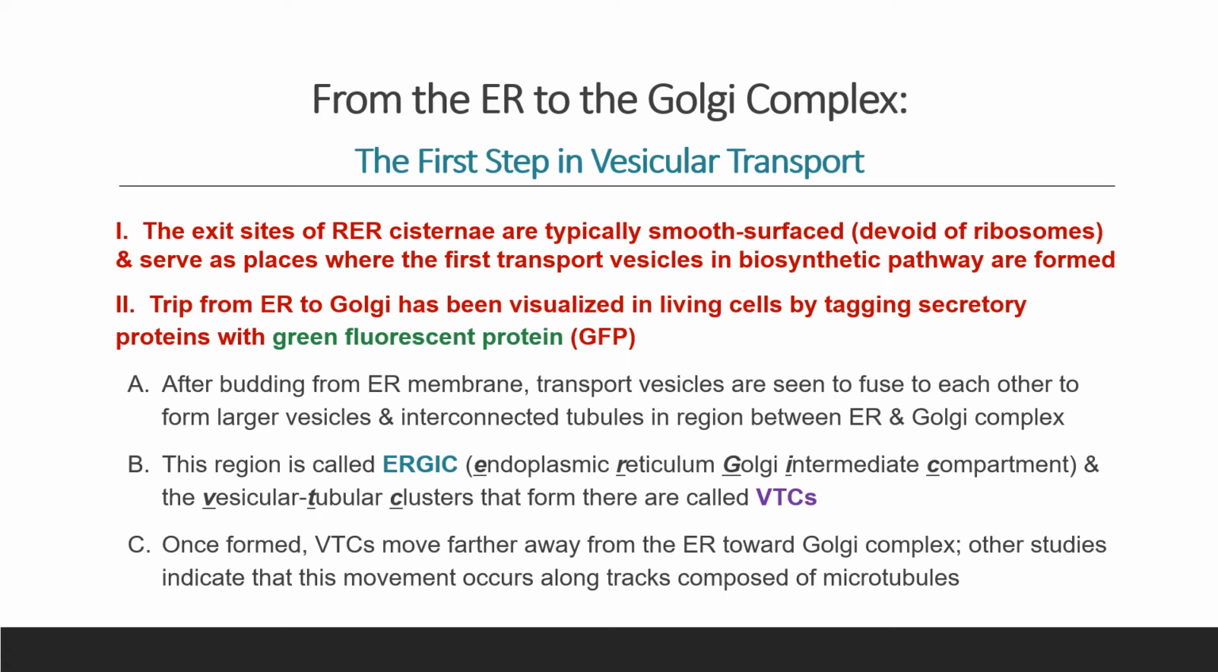Okay? So after budding from the ER membrane, transport vesicles are seen to fuse to each other to form larger vesicles and interconnected tubules in a region between the ER and the Golgi complex. This region is called the ERGIC, or the endoplasmic reticulum-Golgi intermediate compartment, and the vesicular tubular clusters that form there are called VTCs. Once formed, VTCs move farther away from the ER towards the Golgi complex, and other studies indicate that this movement occurs along tracts composed of microtubules.